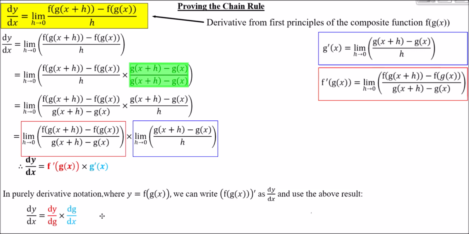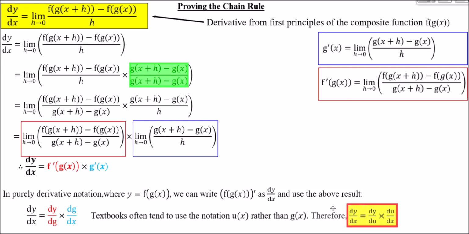Now in textbooks and notes, and even as I teach, normally the second variable isn't given in terms of g. The notation tends to be giving it in terms of u of x. So textbooks, like I say, often use u rather than g. So if we just switch the g function with u, this gives us the most useful and more familiar result. dy by dx is dy by du multiplied by du by dx. And that is the form of the chain rule you'll encounter again and again and again. And that's all, really. That is the proof.